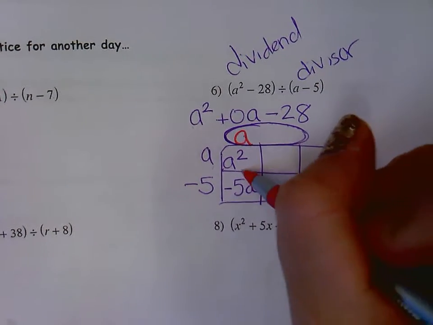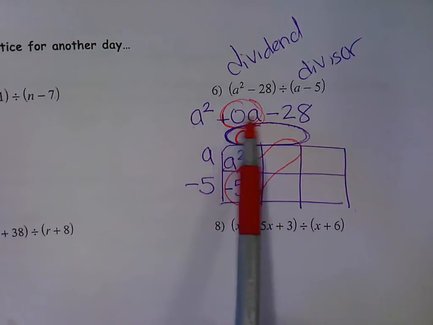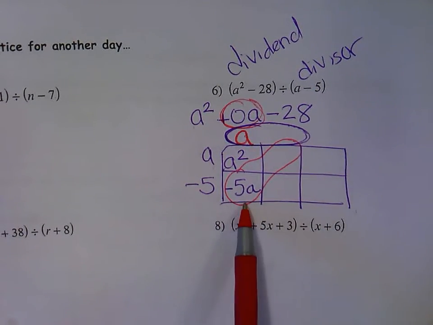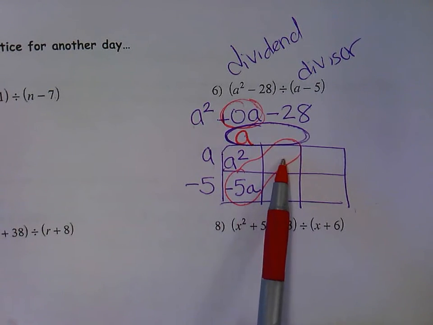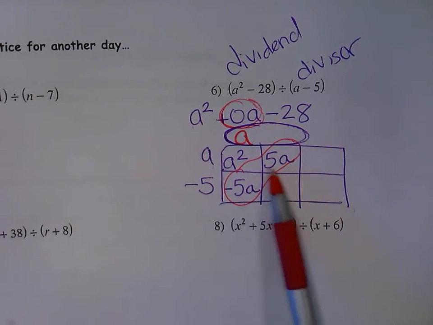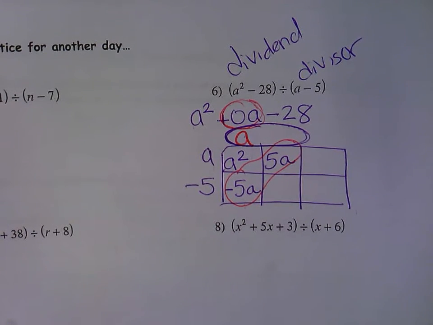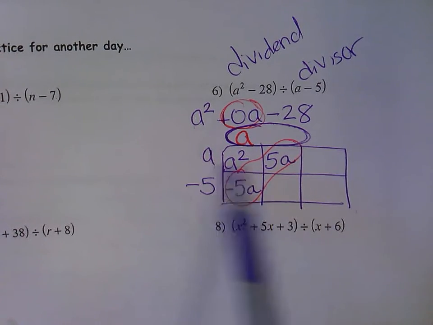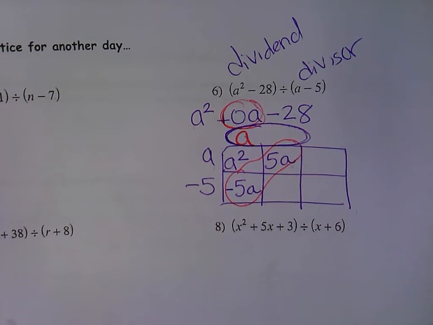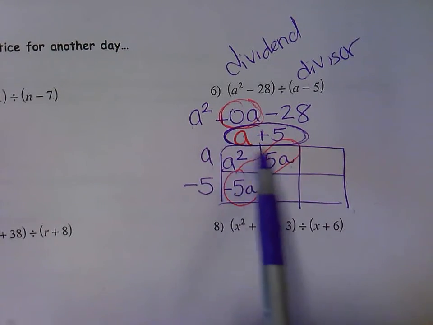So now, this diagonal right here has to add up to the 0a in my original dividend. I'm currently at negative 5a. What do I have to add? 5a. Now that red circle is equal to the red circle from my dividend, so that adds up to the same thing. What's the next term that I put up here in my quotient? What times a will give me 5a? So I put plus 5. That's my quotient. My quotient is now finished.